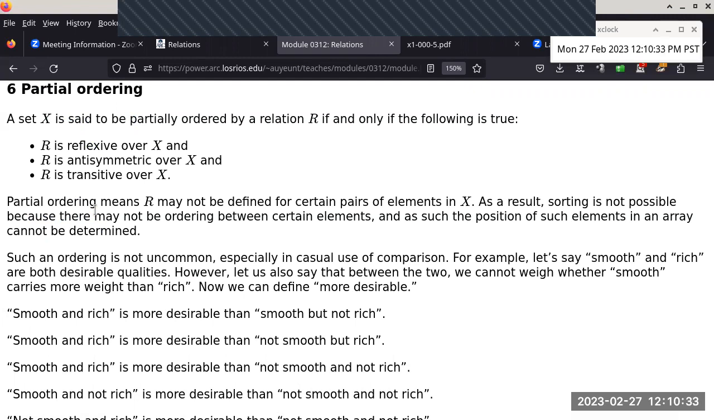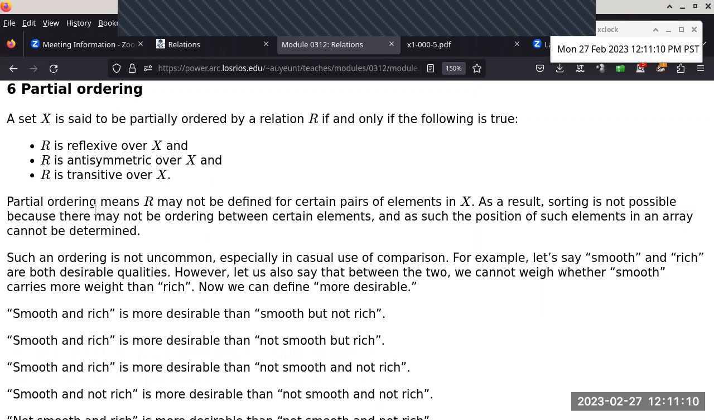You can see here, a set X is said to be partially ordered by a relation R if and only if the following is true. There are 3 items and they all need to be true in order for set X to be partially ordered by R. The first one is R, as a relation, has to be reflexive. 2, R has to be anti-symmetric. And 3, R has to be transitive. Symmetry is never mentioned here, so R doesn't have to be symmetric. It just needs to have these 3 properties.